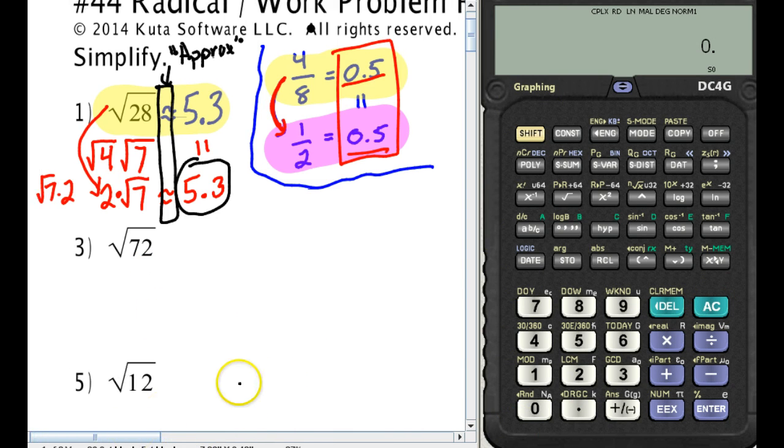Now, what perfect square goes into 72 evenly? What's the largest perfect square? And remember, they are 4, 9, 16, 25, 36, 49. 9? Okay, so what's the largest perfect square that goes into 72? What is it? Okay, so think about that.